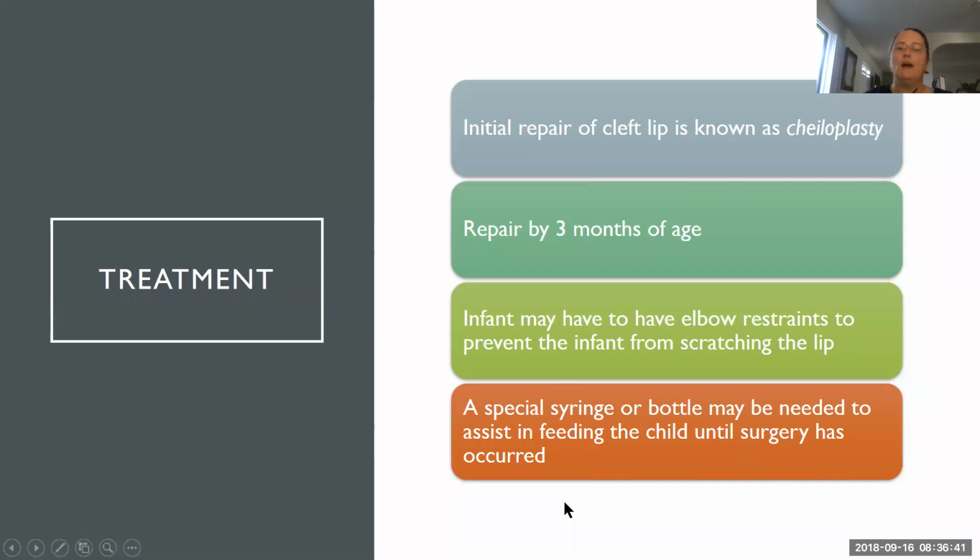Initial repair will happen at about 3 months of age. So if mother and father know the baby is going to be born with this, we let them know when the initial repair is going to happen. There will be some specific interventions that need to follow as far as nursing care. They're going to have elbow restraints to keep them from picking at the sutures or scratching where it's been repaired. And they will be fed with either a special syringe or a bottle as the mouth is healing.